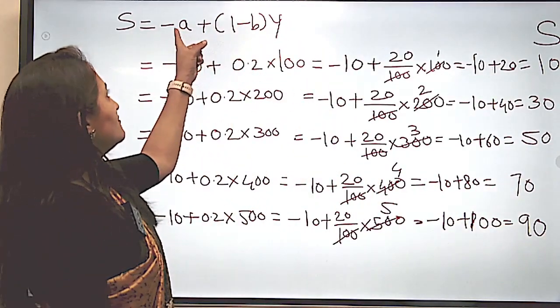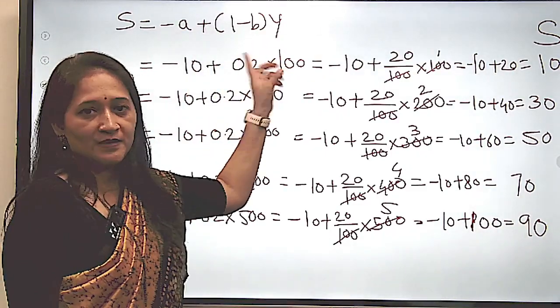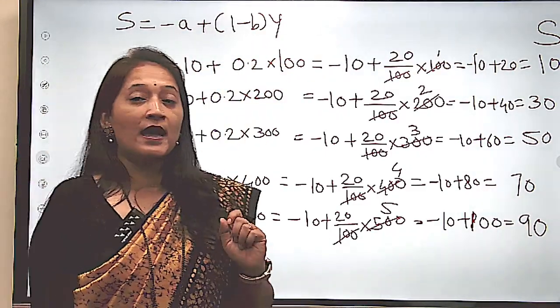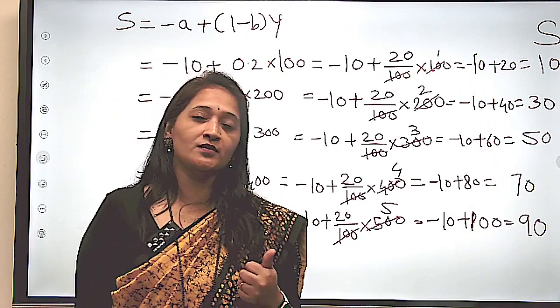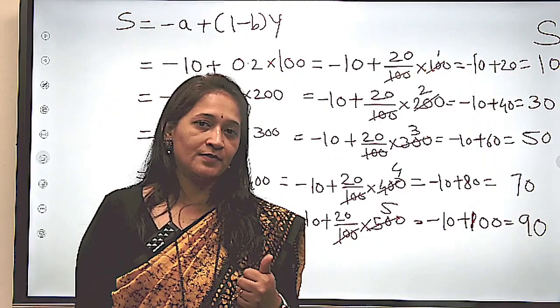The reason behind this is the value of A and 1 minus B. I'm wishing that you all will be solving some more sums on your own by using the book on macroeconomic policy by H.L. Ahuja.